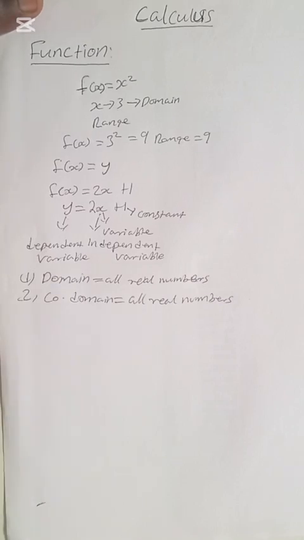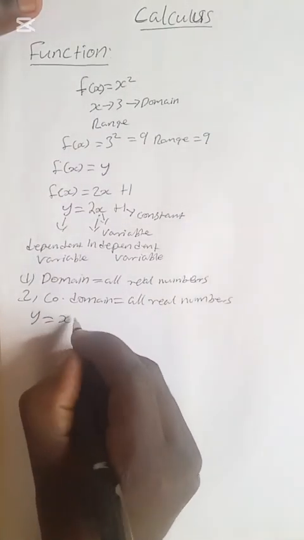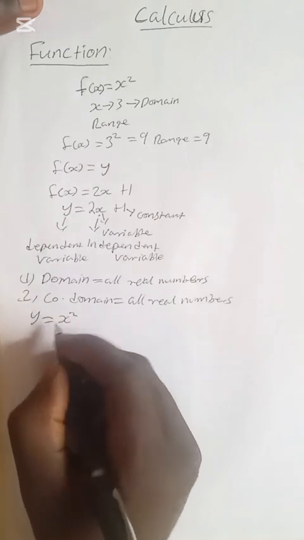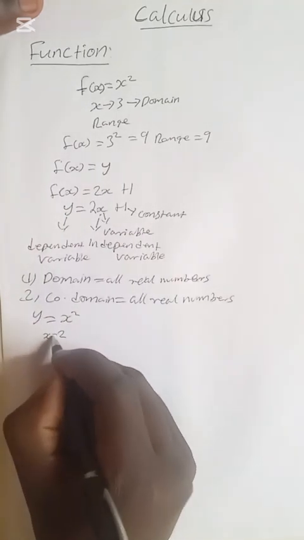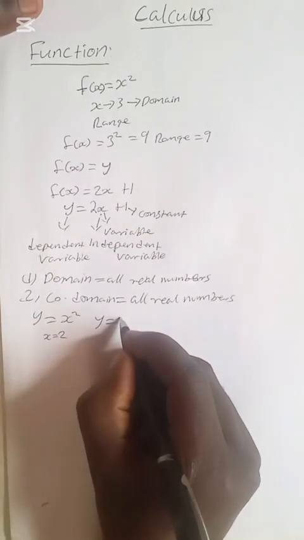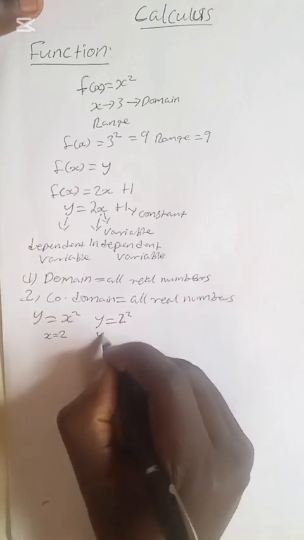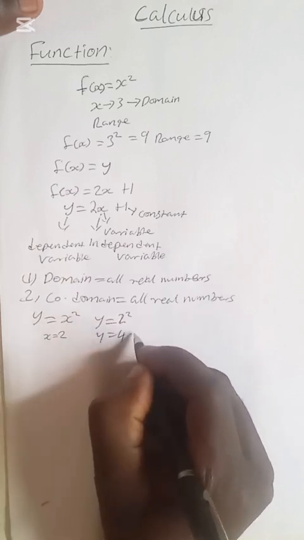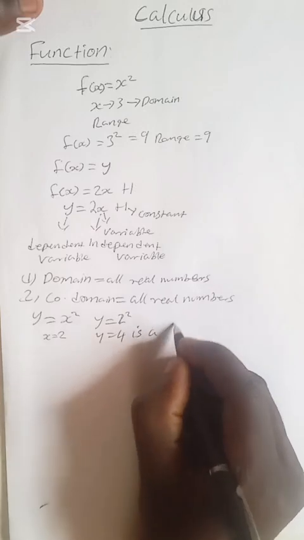So now I want to show something. When they give you y is equal to x squared, and they say the value of x is 2, x is equal to 2, so now when you put it, you have y is equal to 2 raised to the power of 2, which is y is equal to 4. So now this is a function.